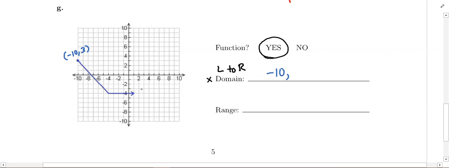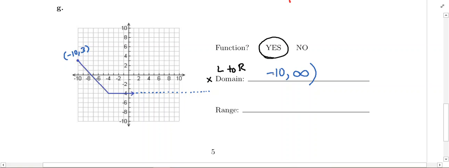Now we need to locate the rightmost point on the graph. This arrow tells us that the line keeps going in this direction forever. So the graph is going to continue indefinitely in the positive x direction. So we're going to write infinity as the rightmost point. We know we need a parenthesis on infinity.